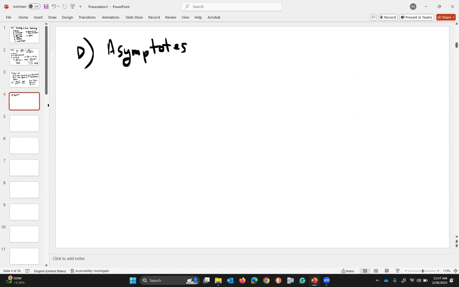Okay, asymptotes. Here it is. What we want to do is put our function in lowest terms.